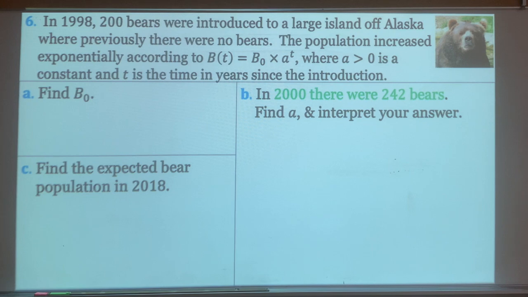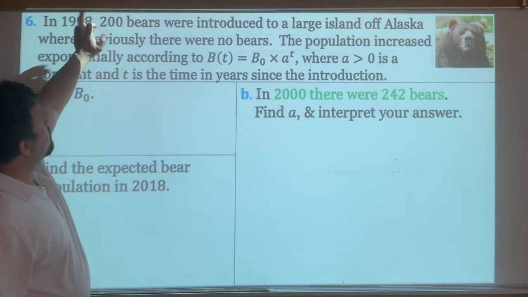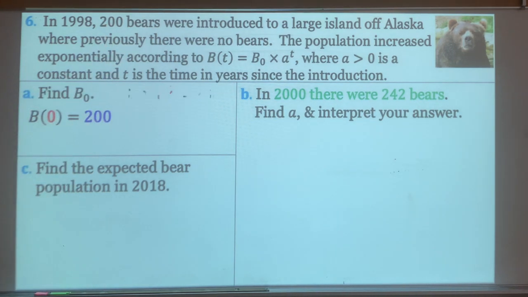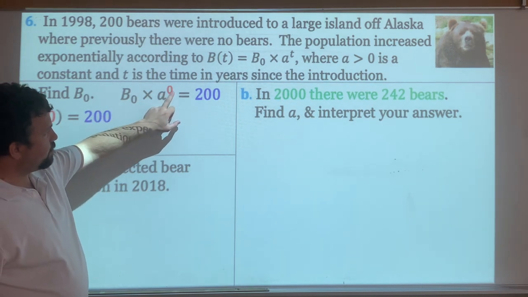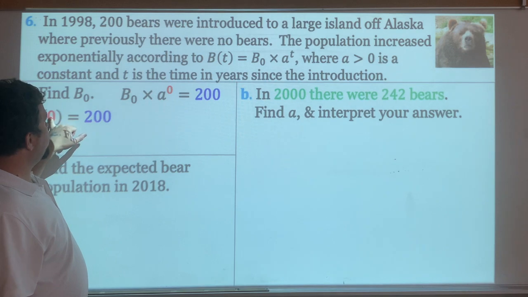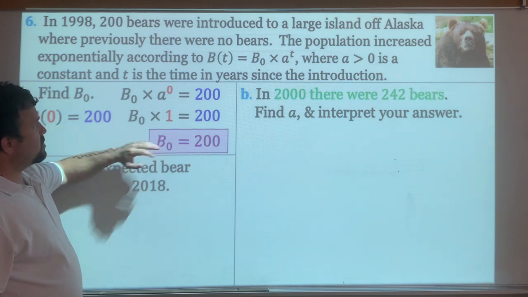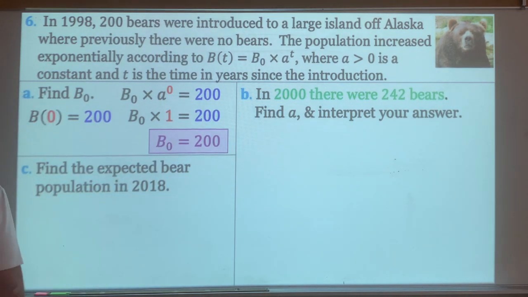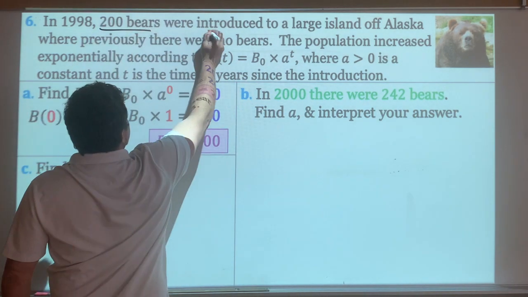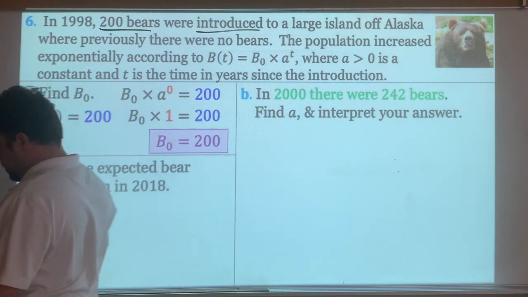All right? So the first thing, find B of 0. That's pretty easy. What was the initial amount of bears? 200. B of 0 equals 200. Okay, now if I do it this way, B of 0 equals 200 times A to the 0, the time is 0, equals 200, right? The initial amount was 200. So B of 0 times 1 means 200. There was initially 200 bears. How do we know? The word problem says it. Do you have to do all this work? No, I don't know why the book does it. 200 bears introduced. That's how you know.